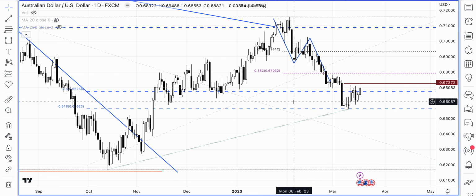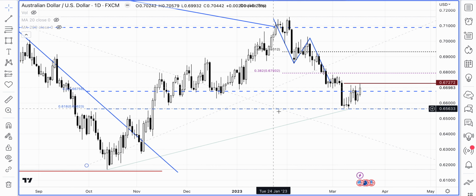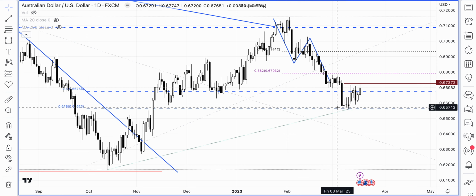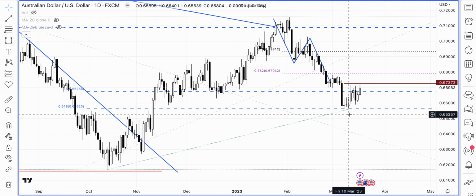I'm not going to go into the entire detail of this pattern formation. You can watch that in some previous videos. We were sitting right at the 61.8% Fibonacci retracement when we did the video last week, and we said, okay, we had a few days here, so we had to carefully watch this level, whether it was going to get broken down to the downside, which did not happen.